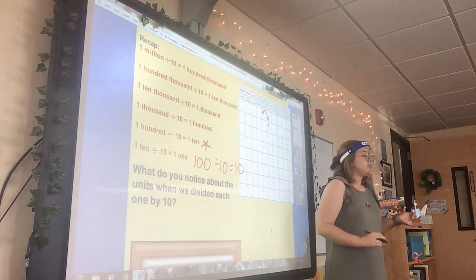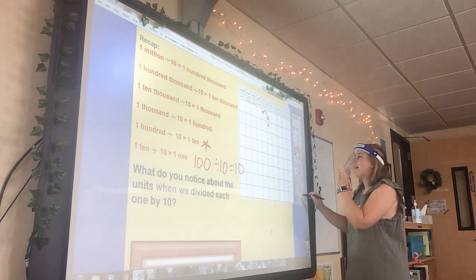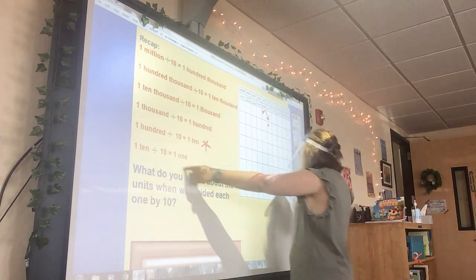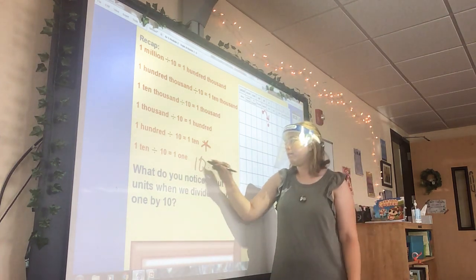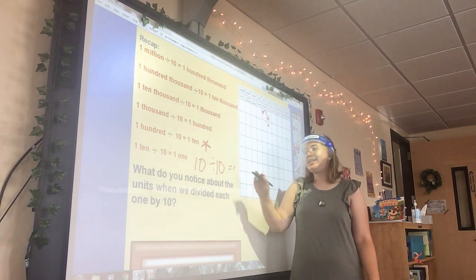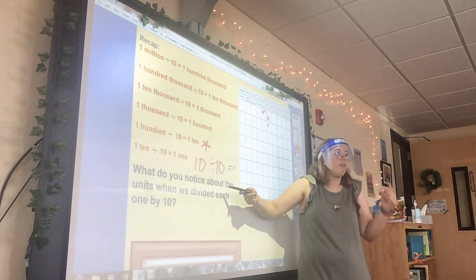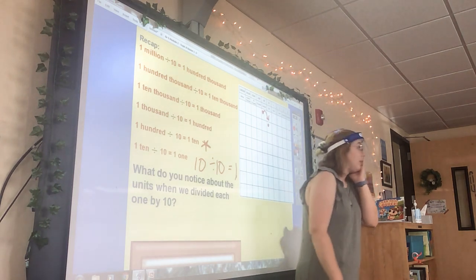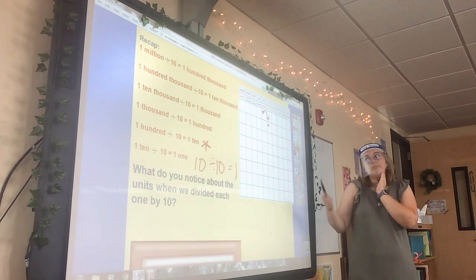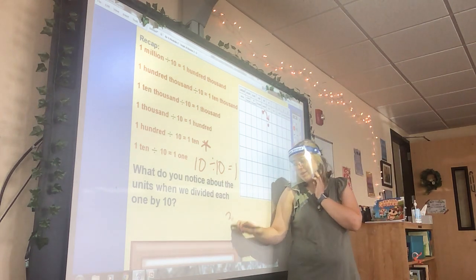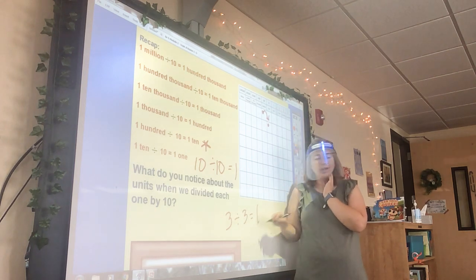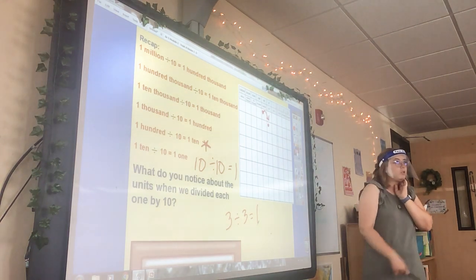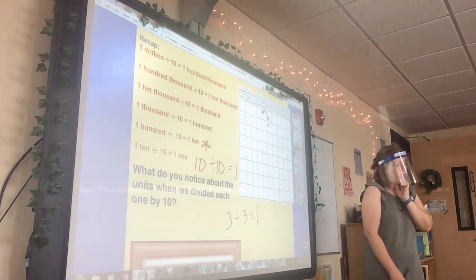Or 10. All right, so I'm going to do another one really quick. Just wait one second, okay? So if I did 10 divided by 10, anytime we divide something by itself, we get what? 1. Okay? But if we divide a number by itself, we get 1. What's 3 divided by 3? 1. Anytime we divide anything by itself, we get 1. What's 20,000 divided by 20,000? 1.